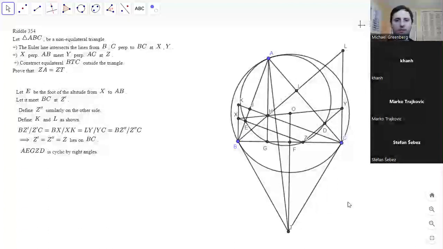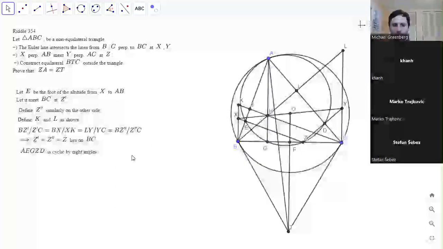All right. It looks like ZX is equal to ZY. Or maybe I'm wrong. Okay, never mind, sorry. Yeah, OX is equal to OY. So maybe we could use that somehow.